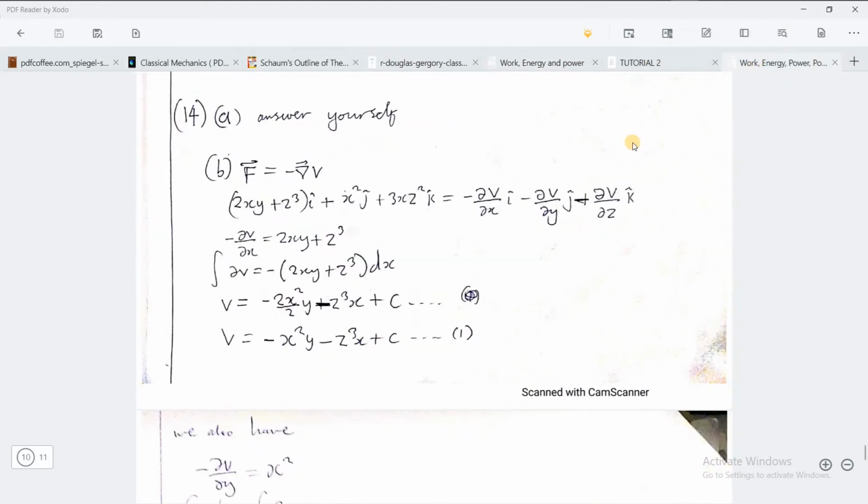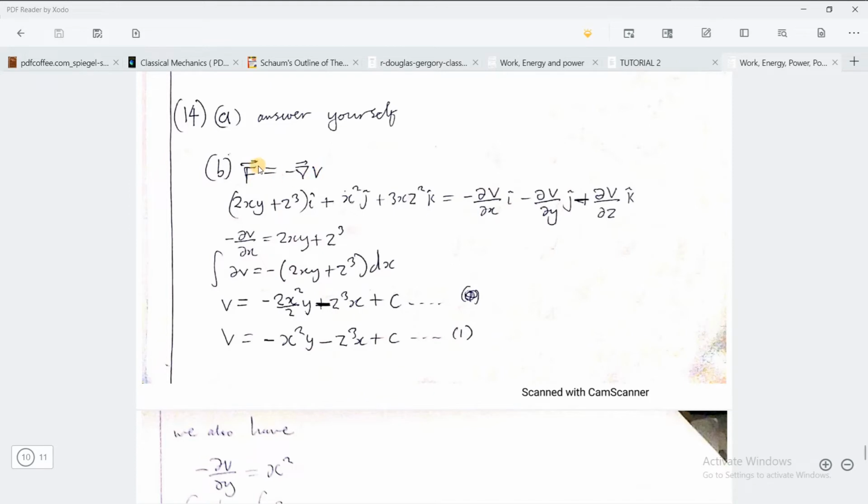Here, when you look at it, I've placed it here. F is equal to minus del V. So we've been told to find the potential. We have this force, we have the del operator, but we don't have the potential, right? We have this force in the question. The del operator is known, fixed and standard, but we don't have V.